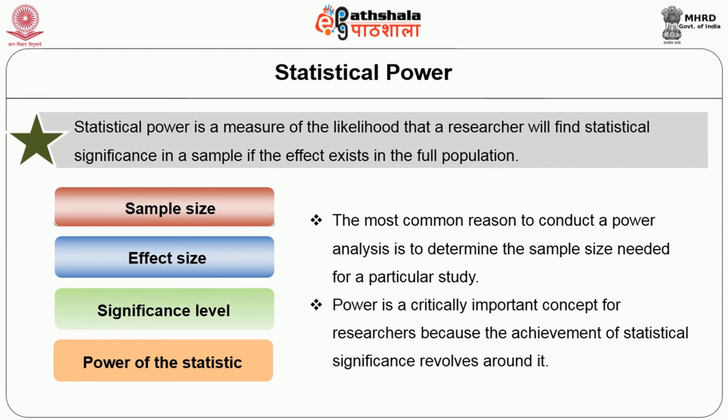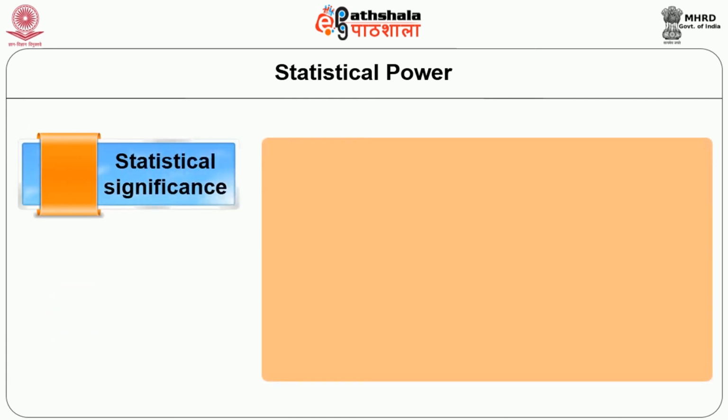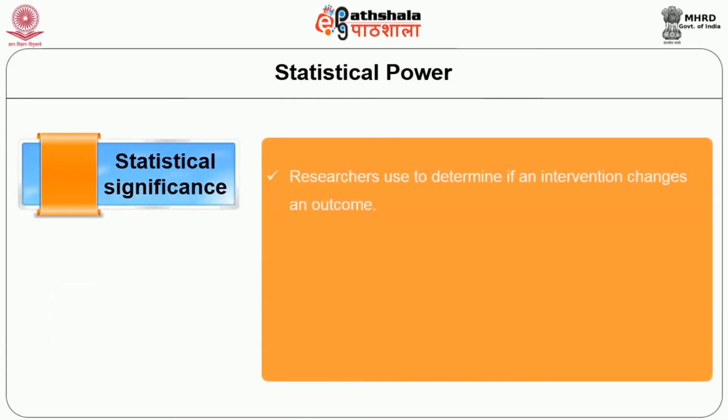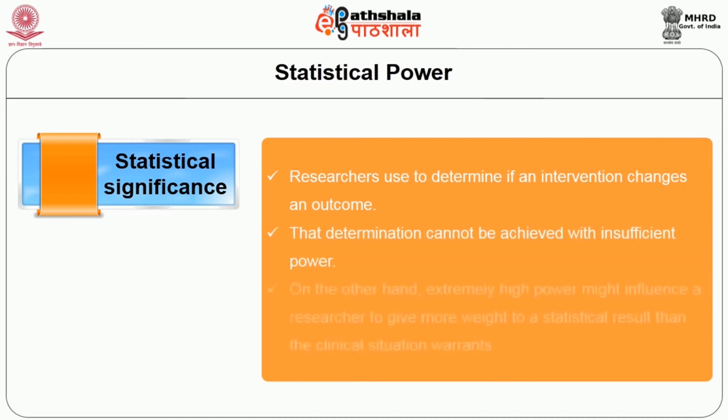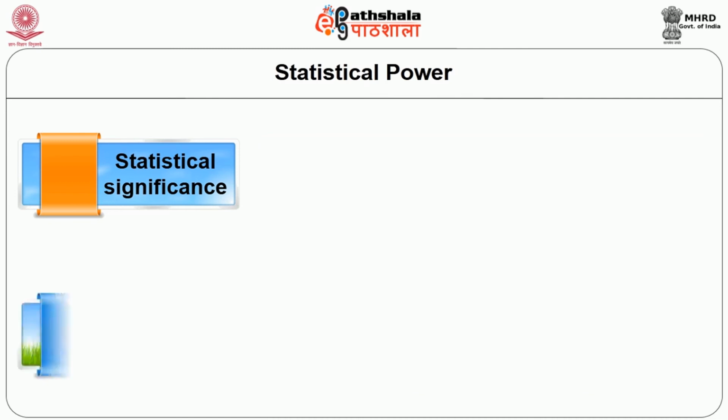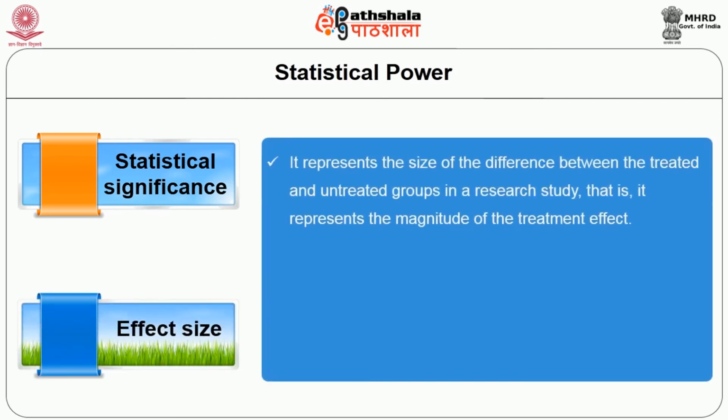Power is a critically important concept for researchers because the achievement of statistical significance revolves around it. Statistical significance is the research factor that researchers use to determine if an intervention changes an outcome. That determination cannot be achieved with insufficient power. On the other hand, extremely high power might influence a researcher to give more weight to a statistical result than the clinical situation warrants.